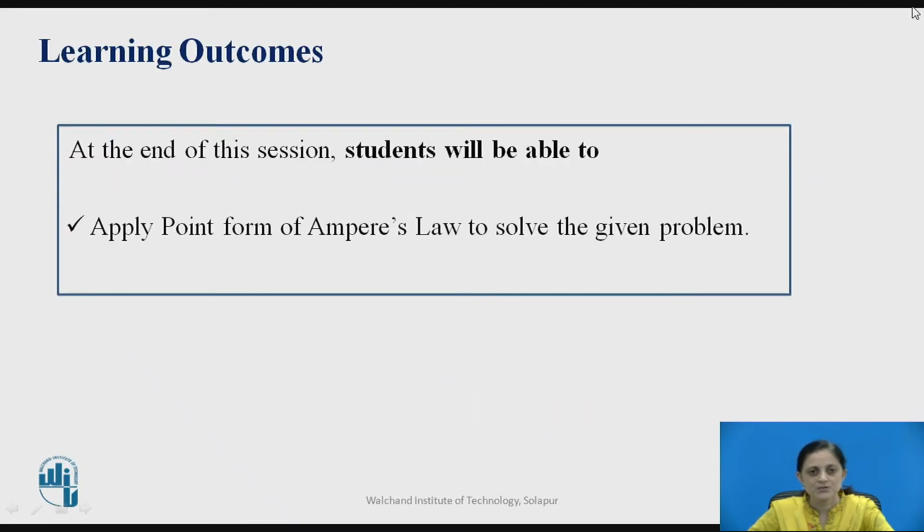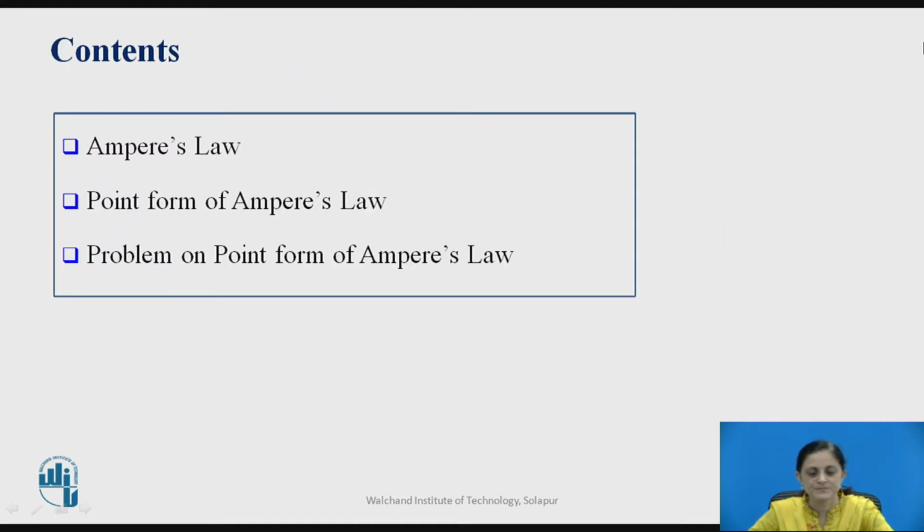These are the learning outcomes. So at the end of this session students will be able to apply point form of Ampere's law to solve the given problem. These are the contents.